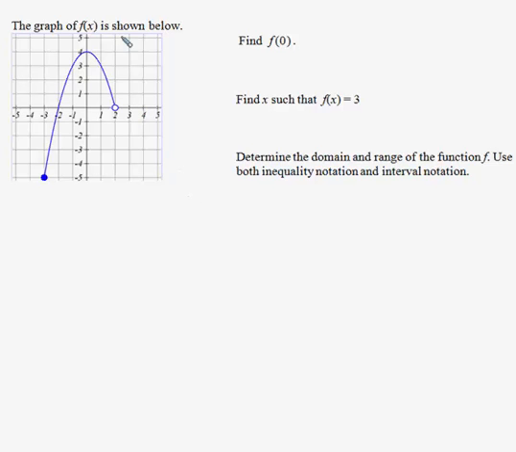Here we're given the graph of f of x, and our first question is to find f of 0. Function notation in general: write the name of the function, and then you put the input quantity in the parentheses and the output quantity over here to the right of the equal sign. So let's say f of input equals output.